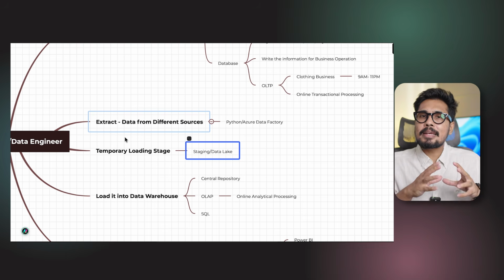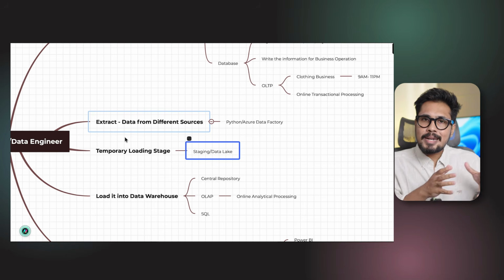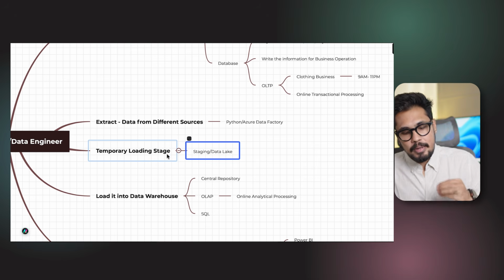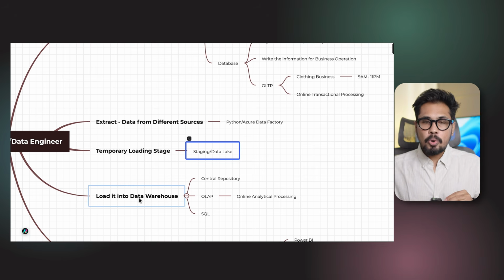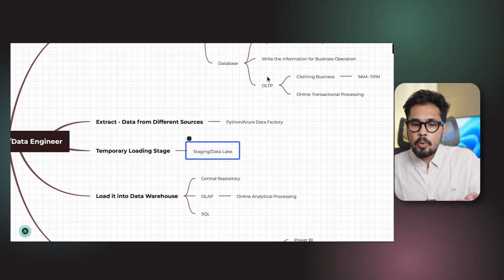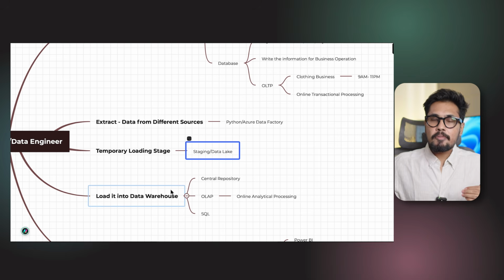What is a data lake? Take it as a hard disk. He's storing all the data temporarily, all the files which he extracted, in a data lake. And from the data lake to load it into a data warehouse, the data is different. The structure is different. The structure of OLTP is different. The structure of OLAP is different.